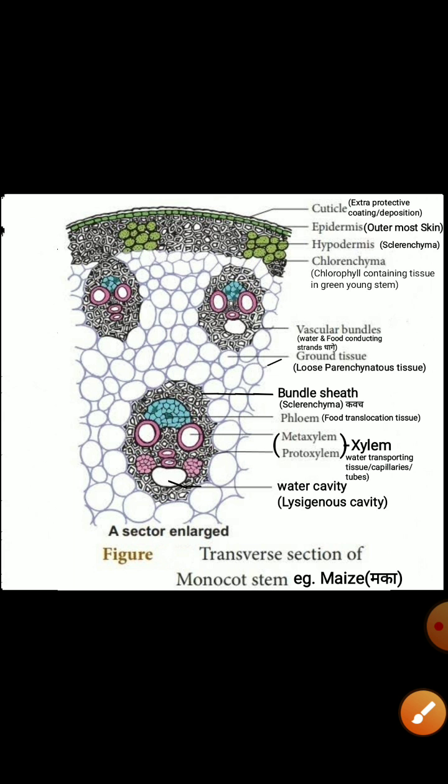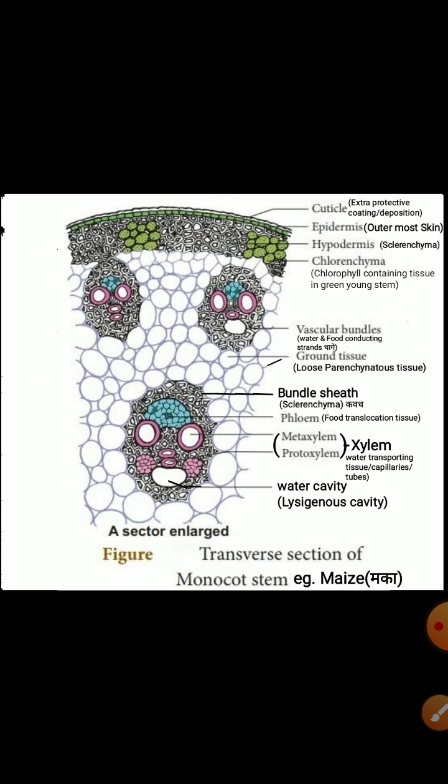The vascular bundles are conjoined, collateral, and are of closed type, and each vascular bundle is provided with a bundle sheath. Protective coating is there, protective coverage is there, protective sheath is there. We call it the bundle sheath, and each vascular bundle shows a water cavity towards the lower side. So this is about the internal organization of the monocot stem.